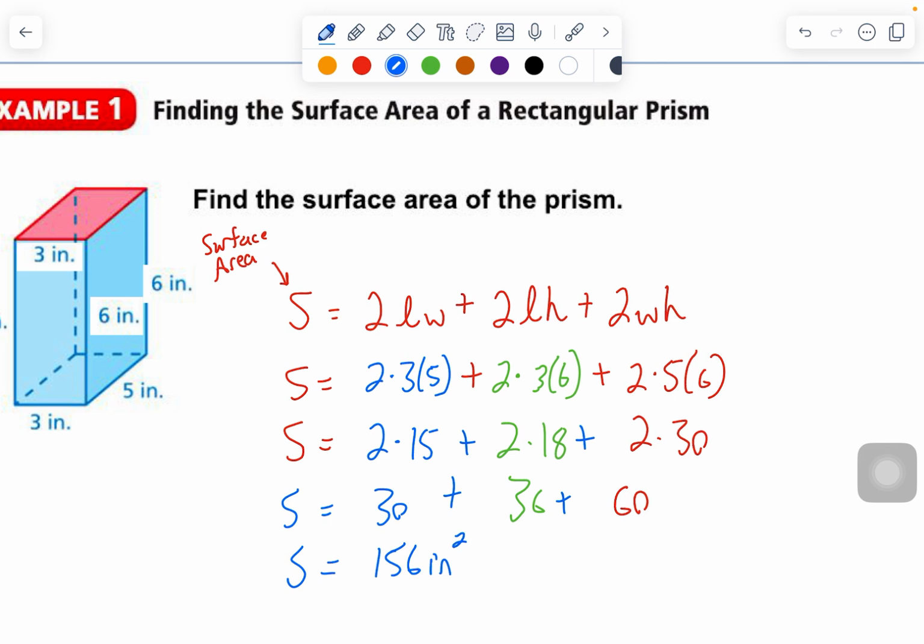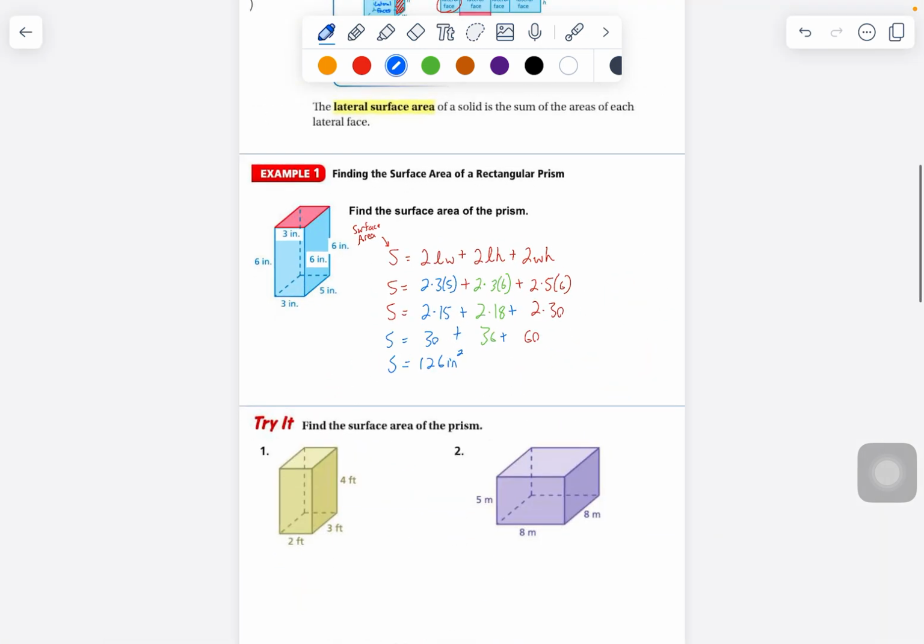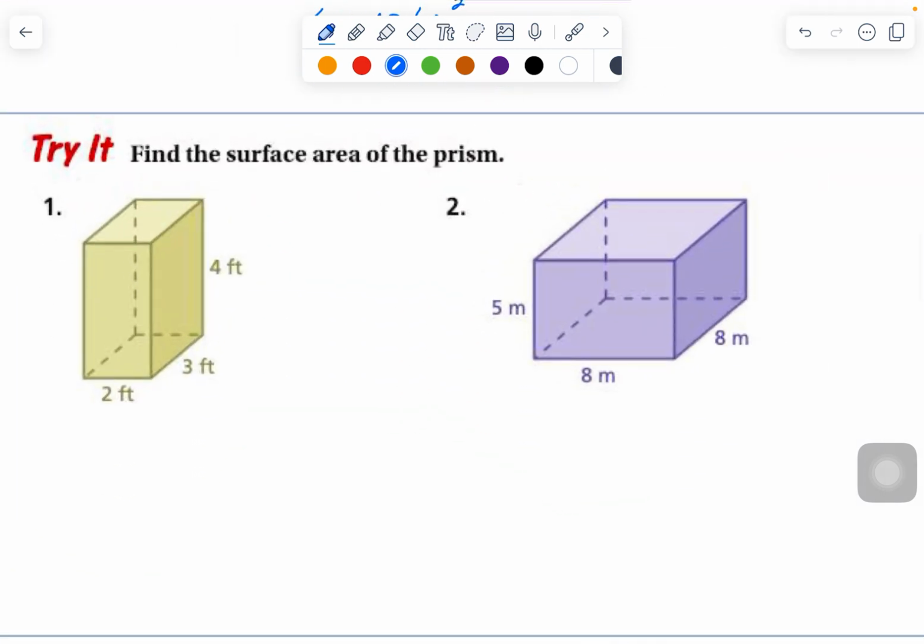Don't forget inches squared because we're dealing with area. Oh, 126. What'd I screw up? Oh, just here in my math at the end. 66 plus 60. Went too fast. 126. All right, now we're going to pause the video, and you're going to find the surface areas of number 1 and 2, and then I'll go over the answers when you're ready. Press play.